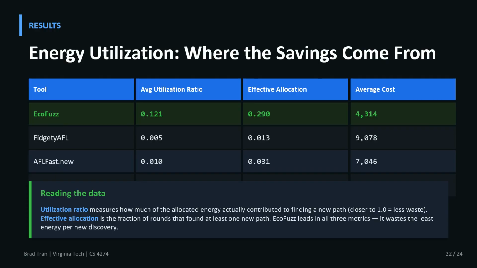The effective allocation metric, the fraction of rounds that found at least one new path, shows a similar pattern: 29% for EcoFuzz versus 1.3% for Fidgety AFL. A significant factor here is AFL's built-in mechanism of doubling energy when a new path is found. The data shows this consistently creates waste. The fuzzer rarely finds additional new paths during the doubled allocation. EcoFuzz removes this mechanism and replaces it with the adaptive regret-based approach, and the efficiency gains are substantial.